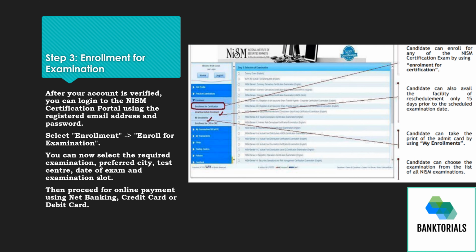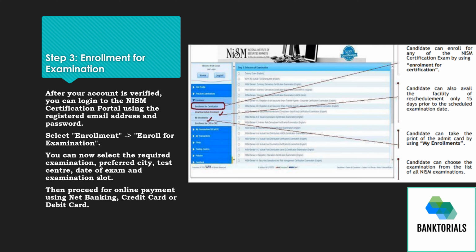Then it will come to the third process. Once you are able to do step 2, then you will be able to sign in with a user ID and password. And after that, you need to go to step number 3, which is called enrollment for examinations. These examinations can be on different fronts. This is the basic process which you need to go through for any kind of certification.